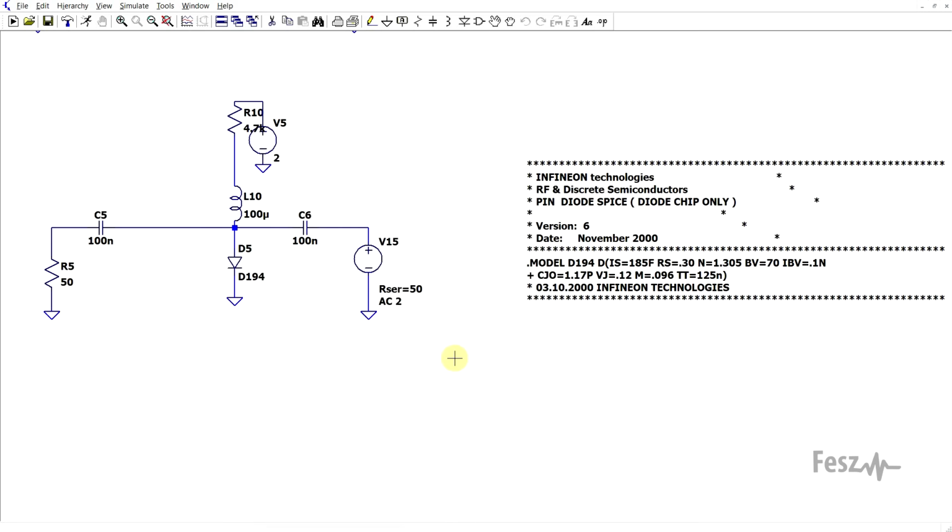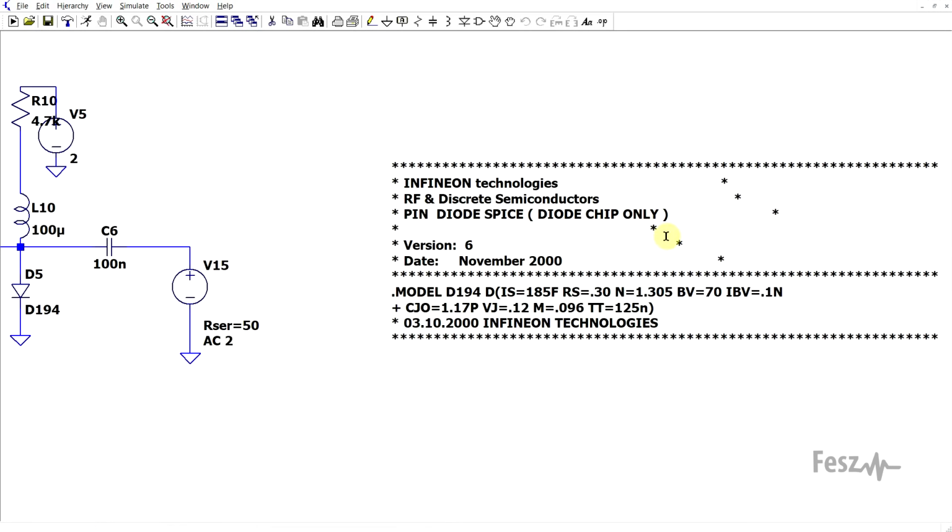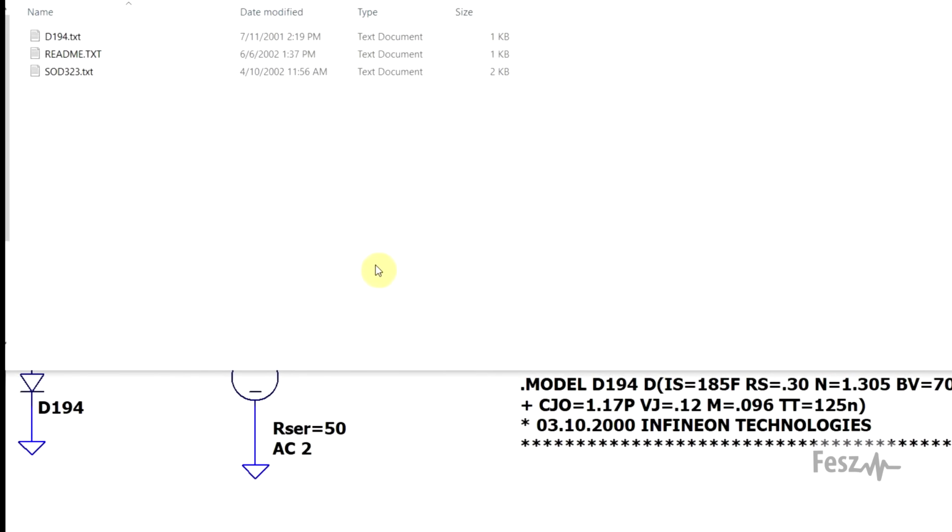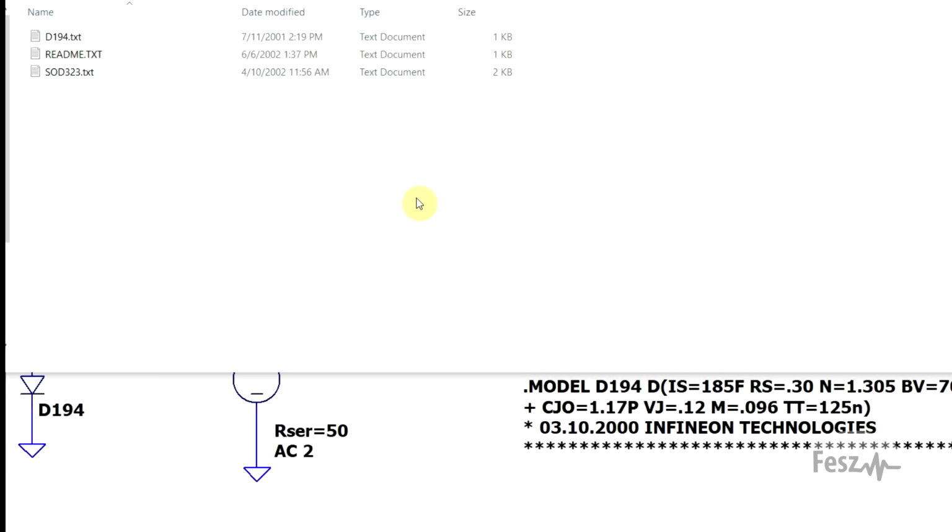So, is the simulation model wrong? Is that why the large difference is appearing? Well, actually, no. The problem lies in the fine print. You should always read that. Now, the diode model that we are using clearly states that it applies for the chip only, the silicon. And if you pay a bit of attention to the files that the manufacturer provides, you'll see that it contains a README, nobody reads the README, a package file, and the actual model that we're using.